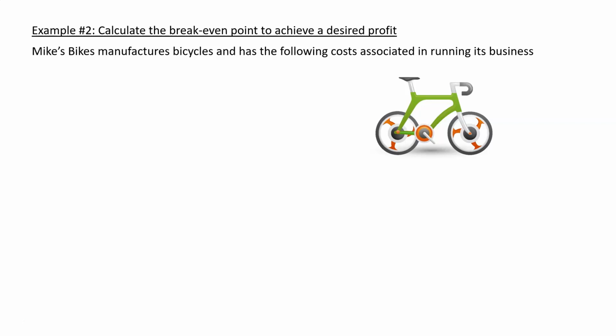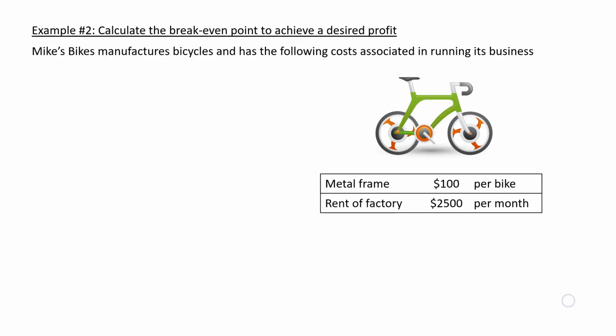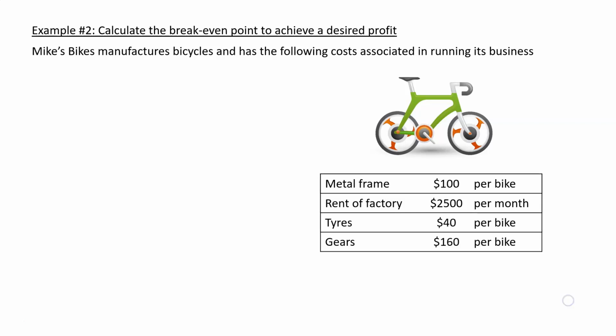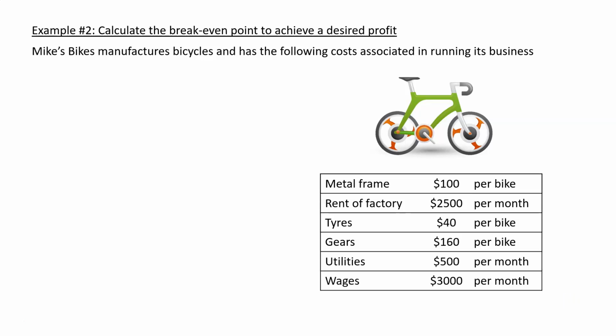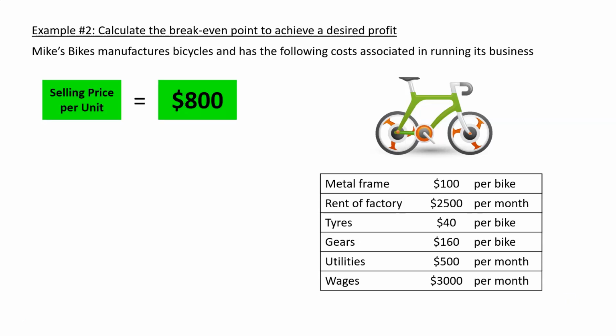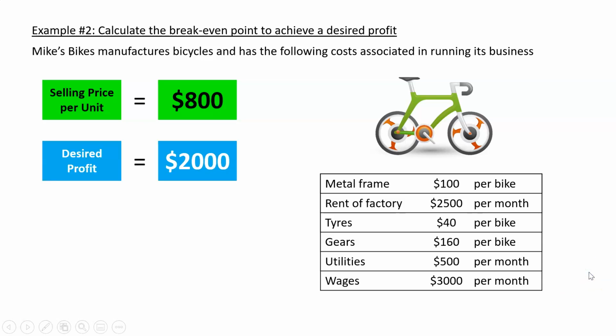Mike's Bikes manufactures bicycles with the following costs. We'll keep all the data the same. The metal frames are $100, the rent's $2,500 a month, the tyres are $40 per bike, the gears are $160 per bike. The utilities are $500 per month, and the wages are $3,000 per month. Mike plans to sell these bikes for $800 each. So what we'll add in now is that he, each month, wants to achieve a desired profit of $2,000.